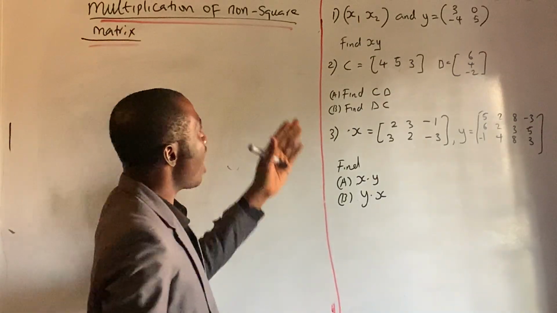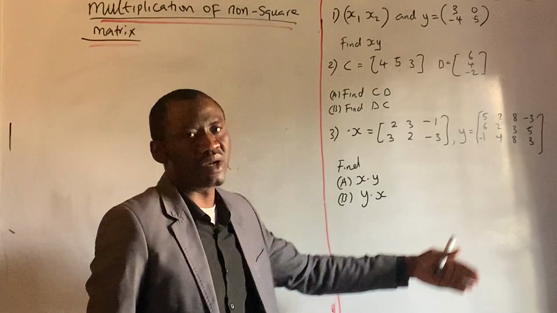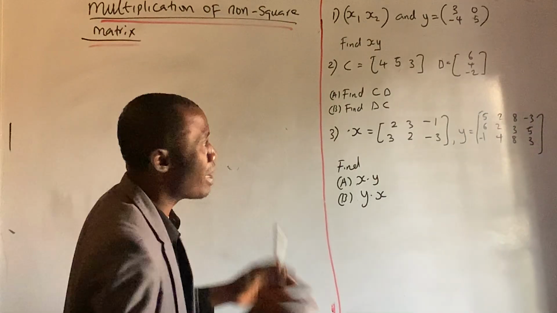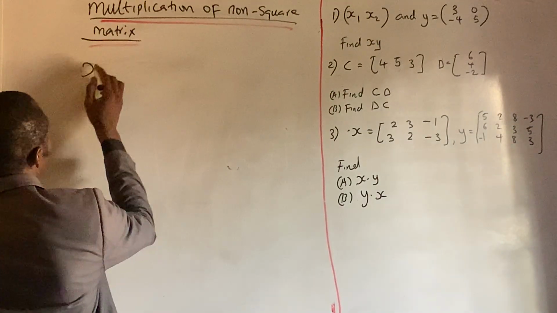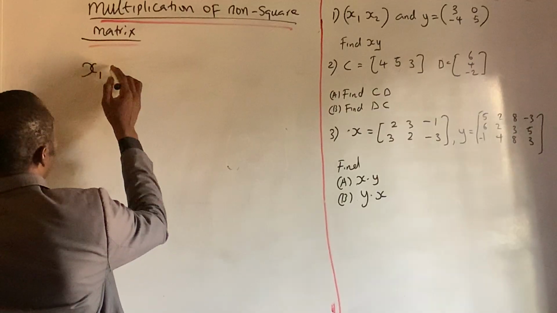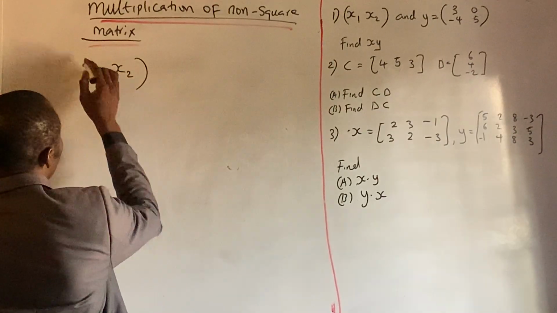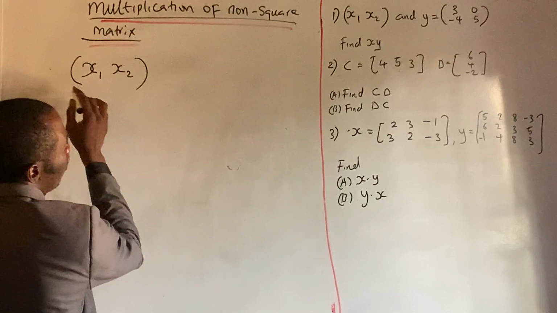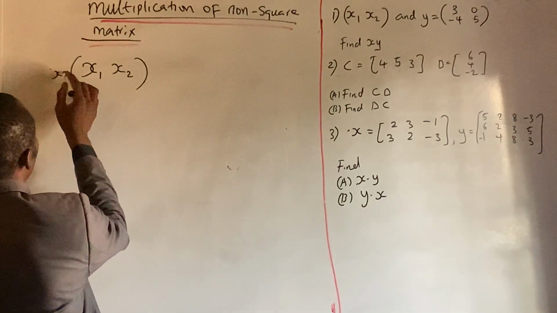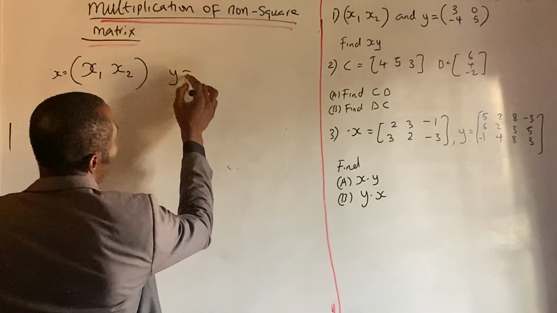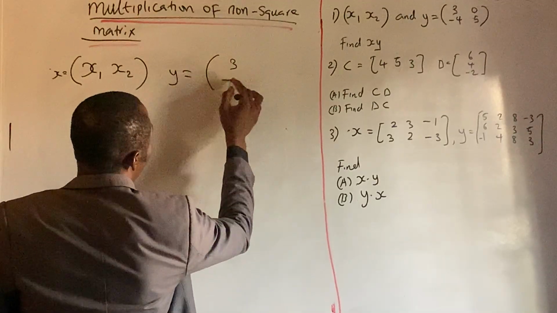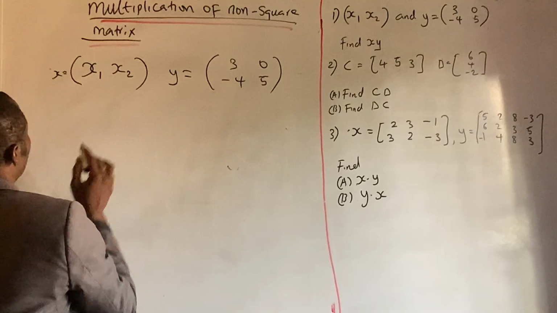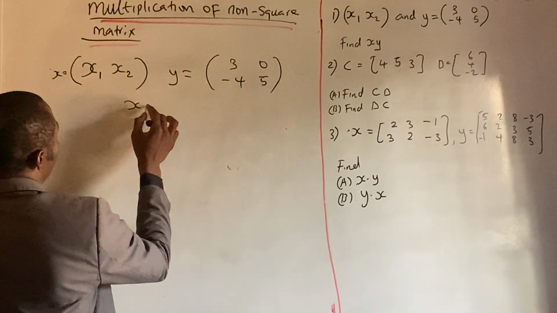They are not equal. I want to multiply a non-square matrix by a non-square matrix. Now we are having this multiplication of non-square matrices. So we have x1 and x2. Well, I want to multiply it by this. This is my x value. So this is my y. Y is 3, minus 4, 0, and 5. Now I'm told to multiply x by y.